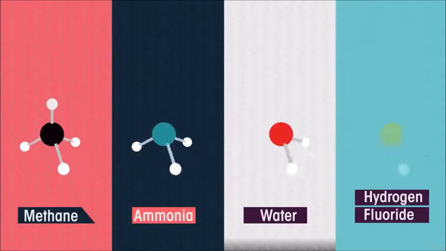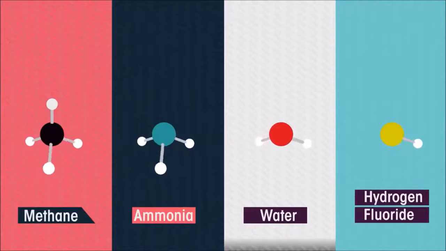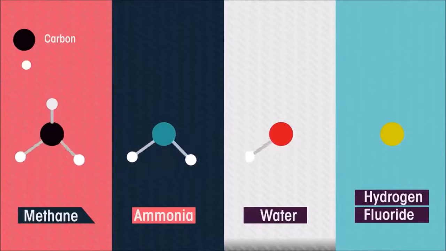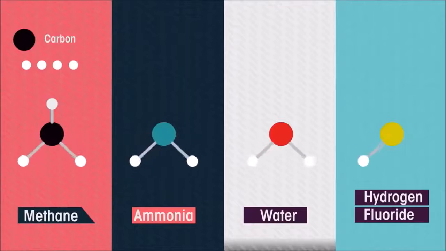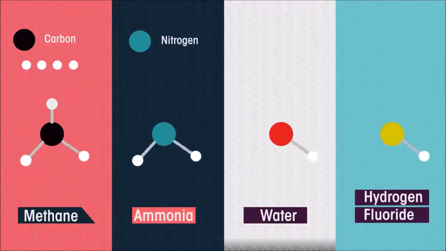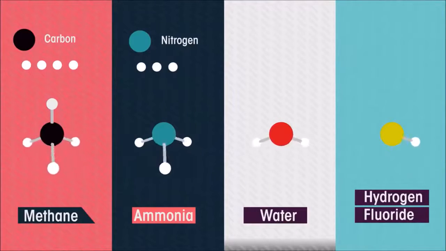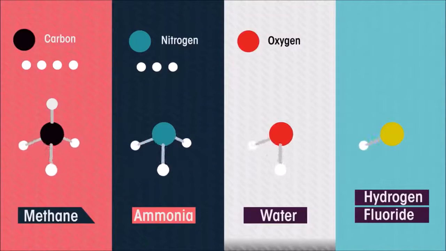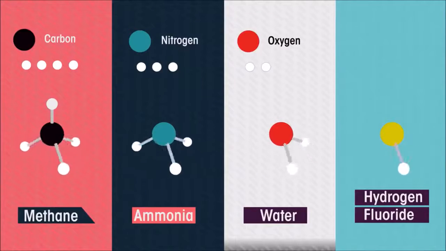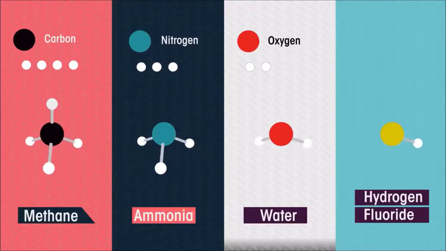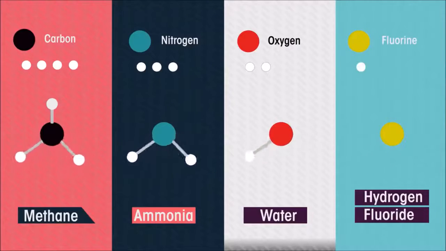The bonding in methane, ammonia, water and hydrogen fluoride shows a pattern. Methane is carbon, bonded to 4 hydrogen atoms. Ammonia is nitrogen, bonded to 3 hydrogen atoms. Water is oxygen, bonded to, guess how many? 2 hydrogen atoms. And hydrogen fluoride is fluorine, bonded to just 1 hydrogen atom.